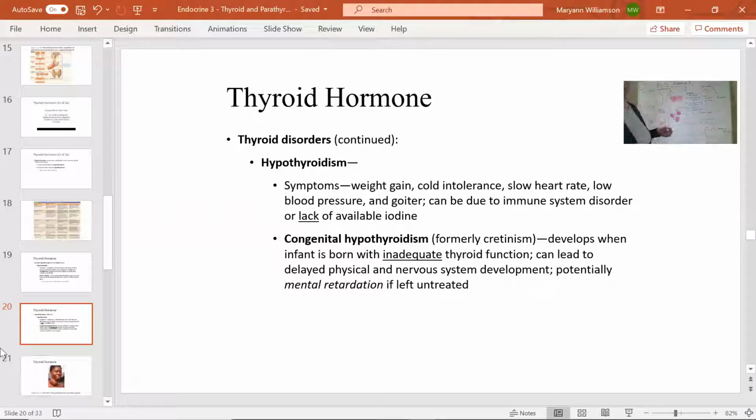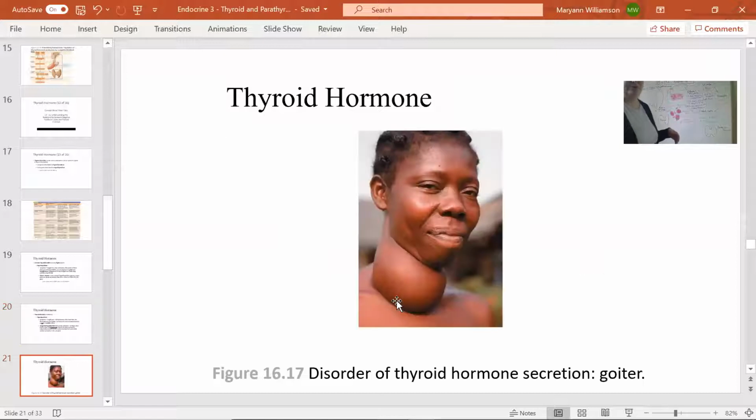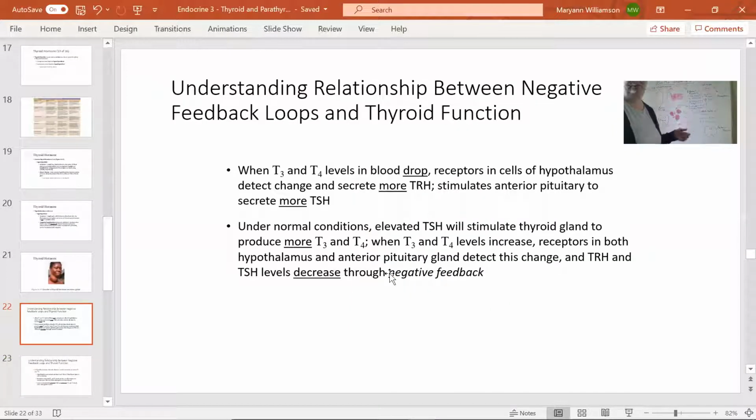You can also have congenital hypothyroidism, where an infant is born with low thyroid hormone levels, and that's actually very, very dangerous for them. Can have long-term effects. So babies get tested for it when they're born. All right, here's a picture of someone with a goiter here, and simply caused by low iodine in the diet. Sometimes you see it more in landlocked countries where iodine isn't added to the salt.